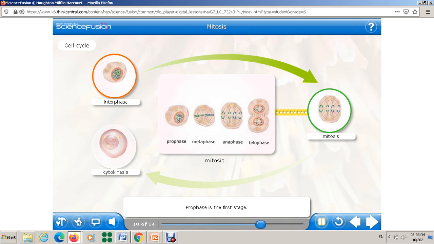Prophase is the first stage. During prophase, chromosomes condense. That means they get shorter and more compact. Also, the nuclear membrane breaks down.